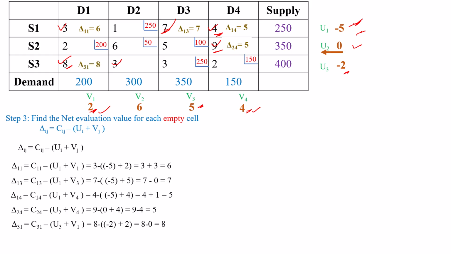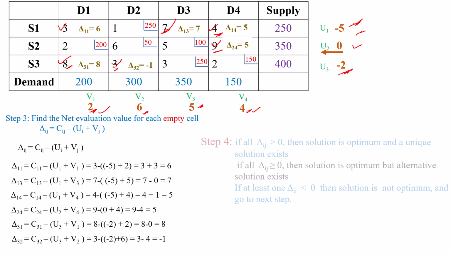Next empty cell is the third row and second column, that is delta 32. Delta 32 equals C32 minus of U3 plus V2. Here C32 is 3, U3 is minus 2 and V2 equal to 2. Substituting, we get delta 32 equal to minus 1.